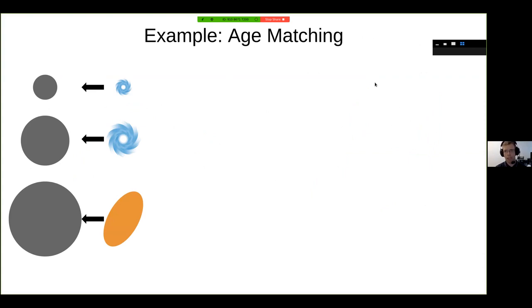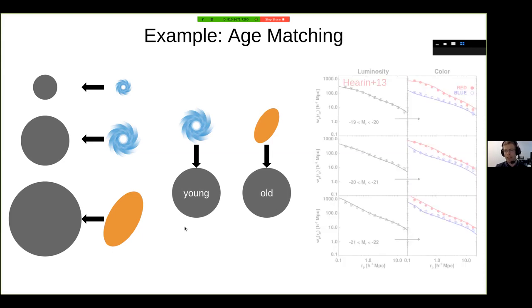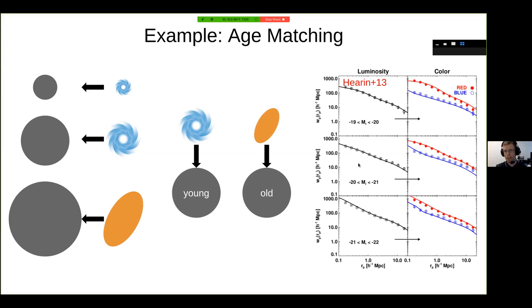And so age matching is a very natural extension to the subhalo abundance matching model, whereby you assume that at a given luminosity, there is a correlation between galaxy color and halo age, in the sense that star-forming young spiral galaxies live in dark matter halos that formed very recently that are young, and old dead elliptical galaxies live in dark matter halos that are old that formed very early. And so, whereas subhalo abundance matching is very successful in explaining the luminosity-dependent clustering amplitude of galaxies, age matching is then very successful in explaining the color-dependent clustering at a given luminosity.